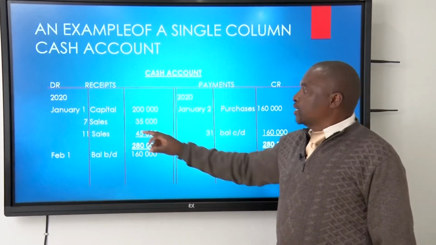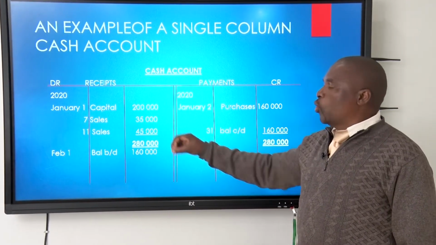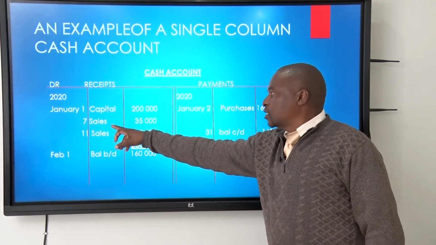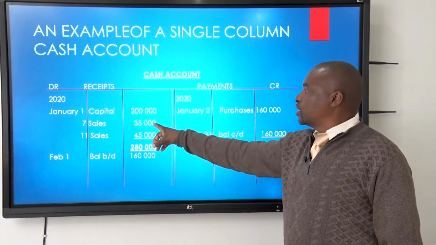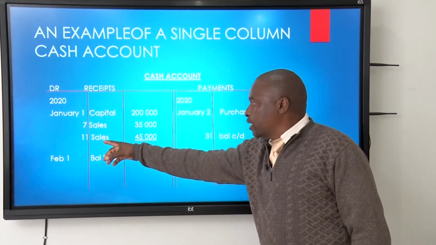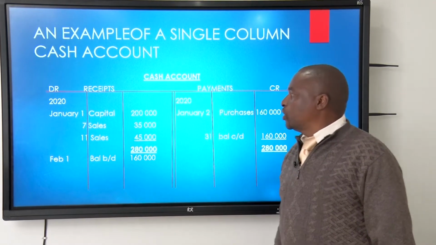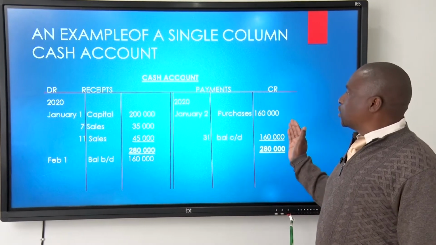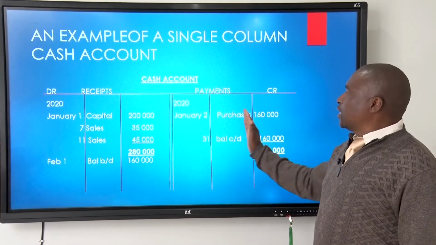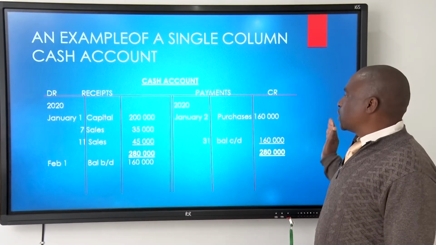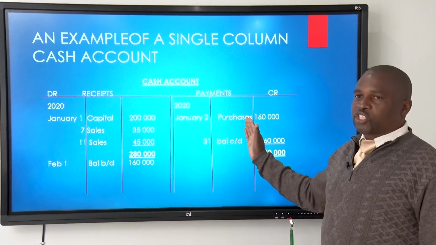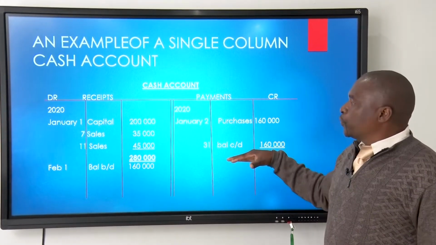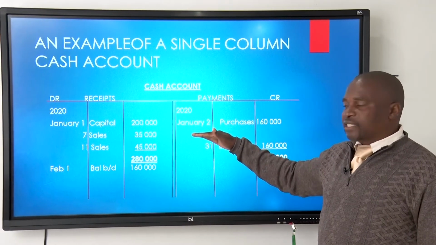Those sales, as we highlighted, when we make sales, we receive money, and from this transaction on the 7th, we see that we received 35,000, just like the amount of money which we received on the 11th, which is 45,000. On the other side, where we record the payments, these are the payments that were made by the business. Payments, as we said, purchases are payments. So we made payments of 160. So we have recorded all the transactions that took place.